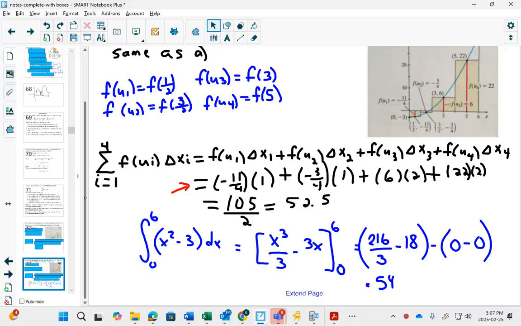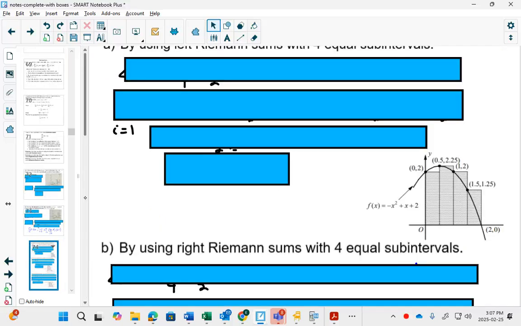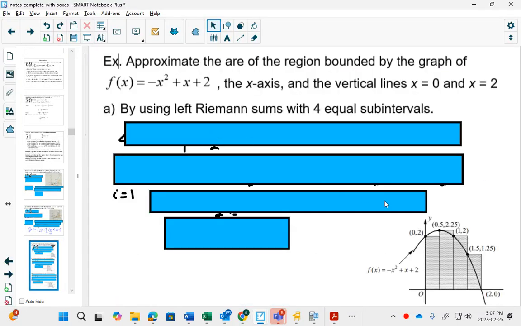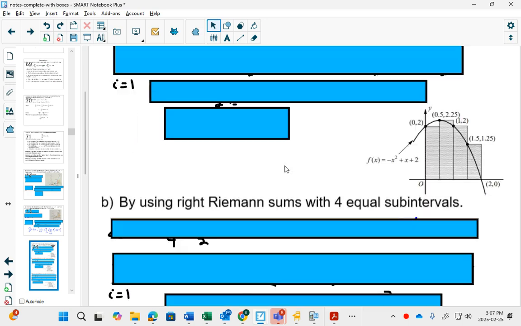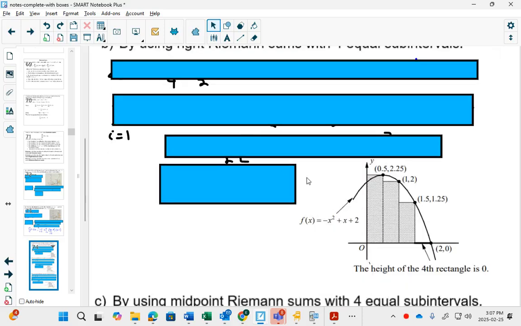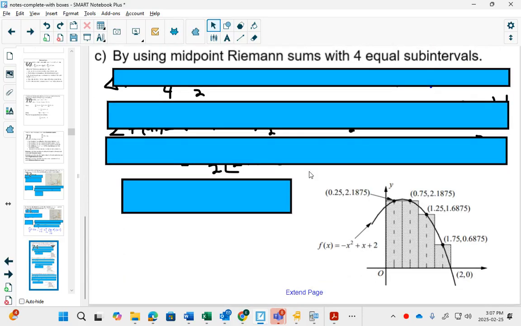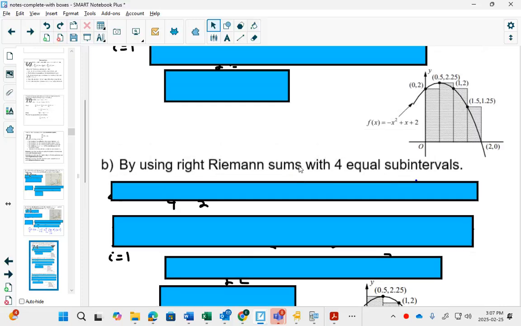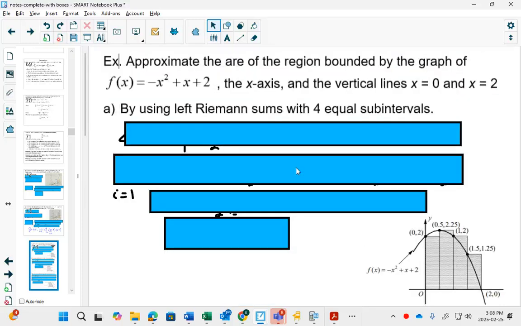Okay. All right. Try this next one on your own. Do A with the left, do B with the right, do C with the midpoint. See what answers you get, check with your neighbor.